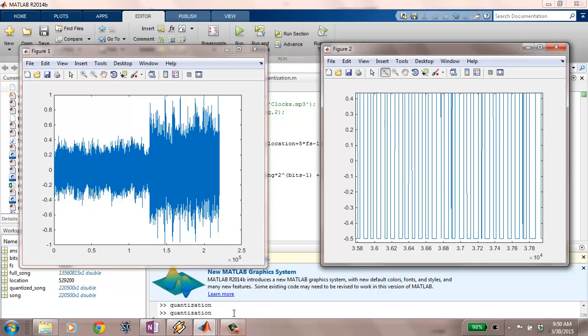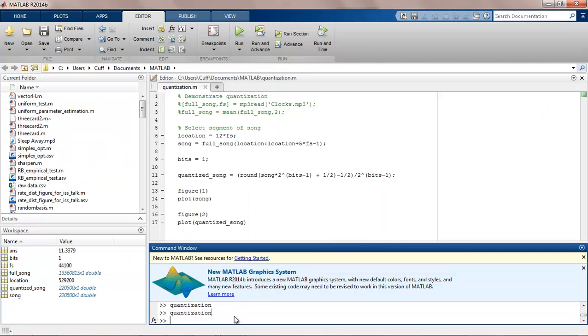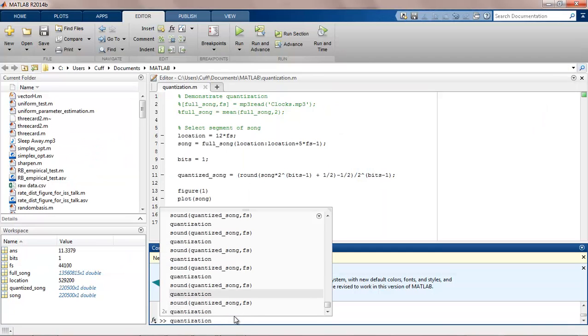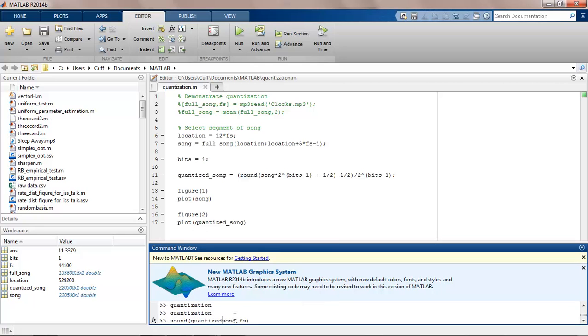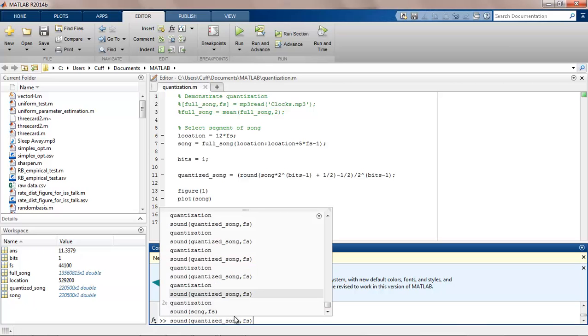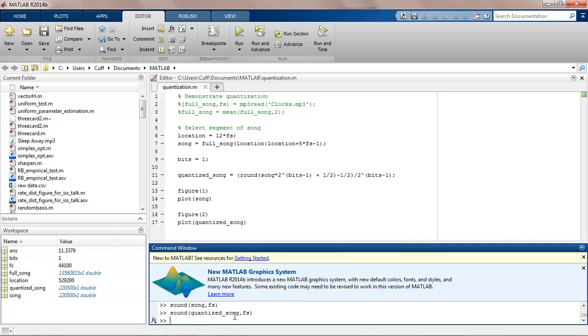Okay, so let's listen to it. First of all, here's the segment of the song. That's not with quantization, right? Now here is with 1-bit quantization. Pretty remarkable that you can actually hear the song in there.